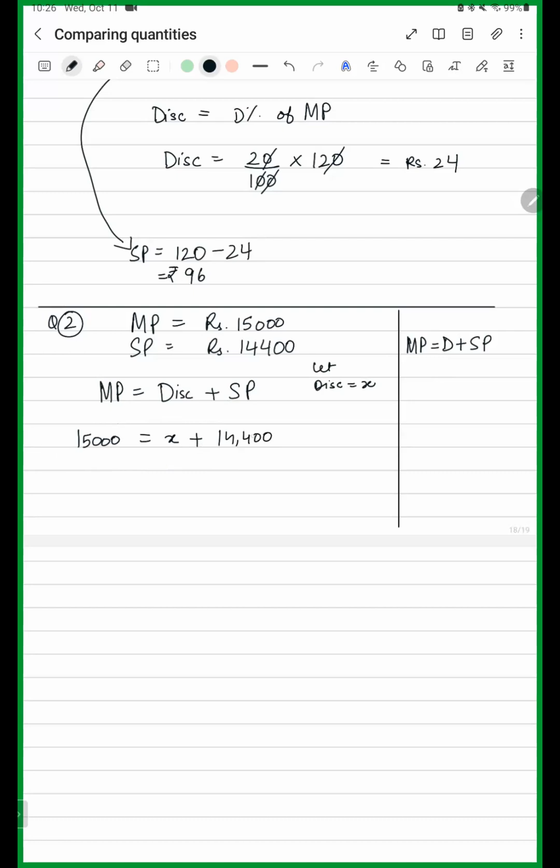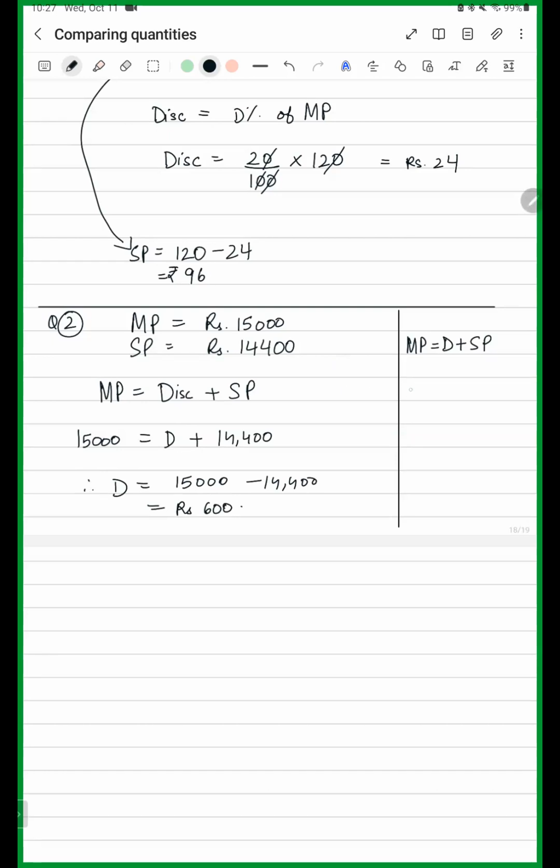So X becomes what? Then we will subtract 15,000 minus 14,400. And that will become, oh, wait a second, it will be 600 rupees. So discount is equal to 600 rupees. Now we know the relation between discount and discount percent.